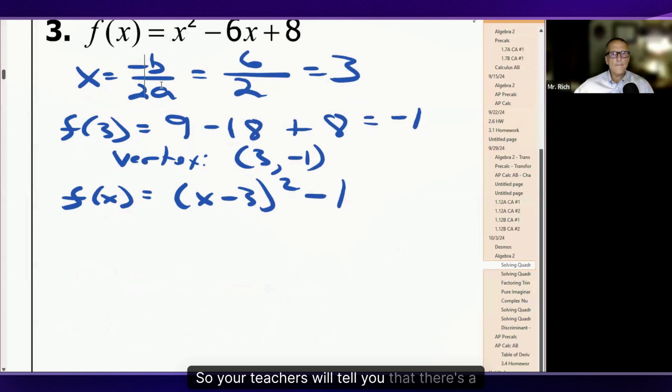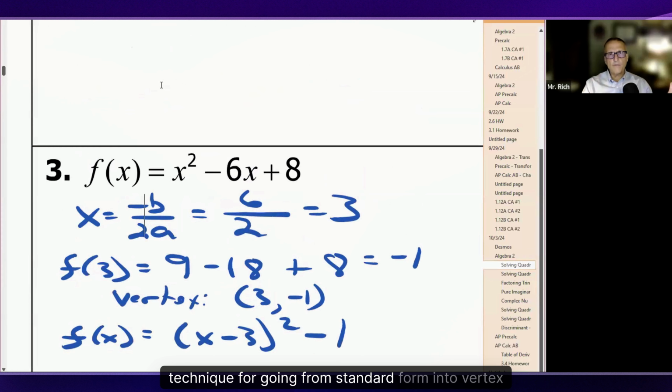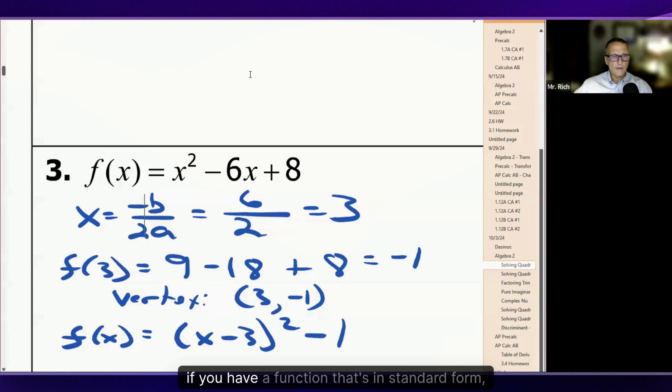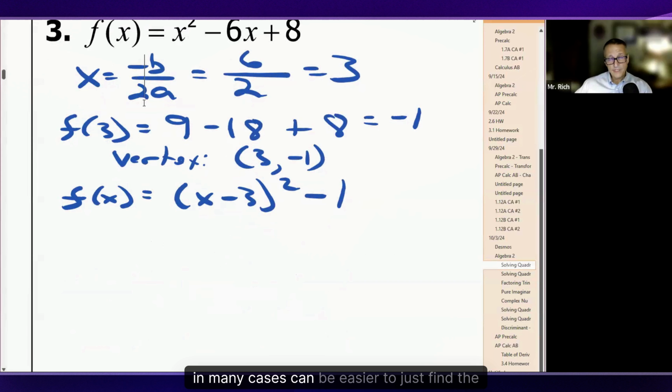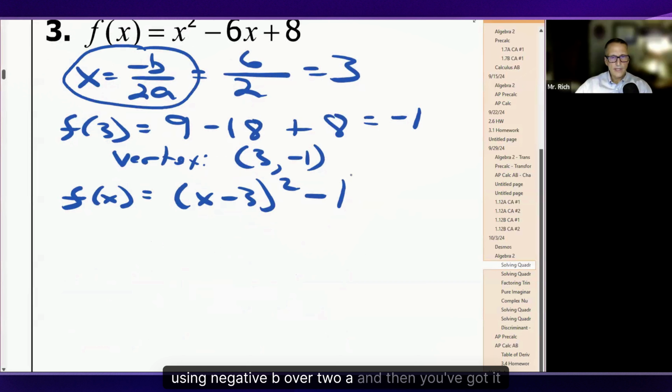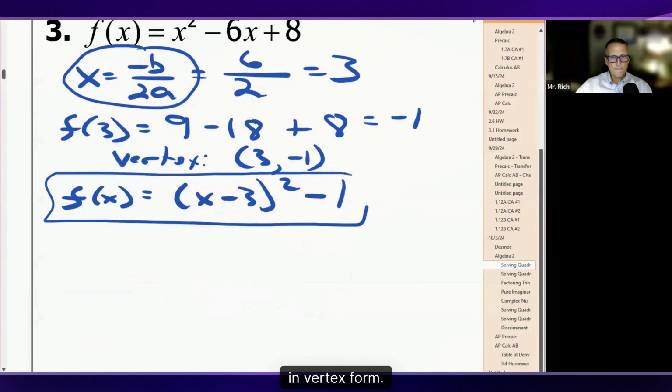So your teachers will tell you that there's a technique for going from standard form into vertex form. It's called completing the square. And sure, completing the square is a perfectly fine thing to know. You should know how to do it because it does at times help you solve a quadratic equation without using the quadratic formula. However, if you have a function that's in standard form, I might argue that in many cases it can be easier to just find the vertex using negative b over 2a, and then you've got it in vertex form.